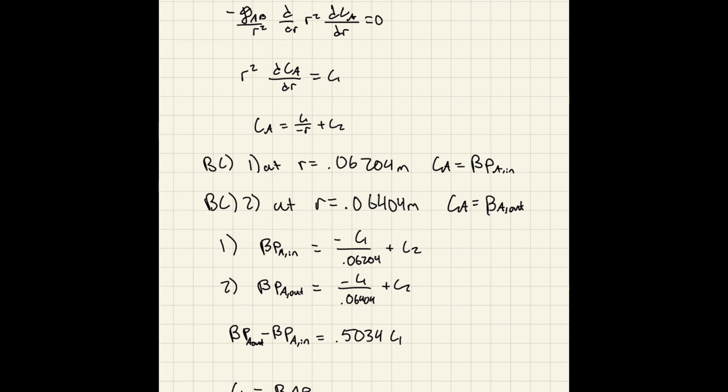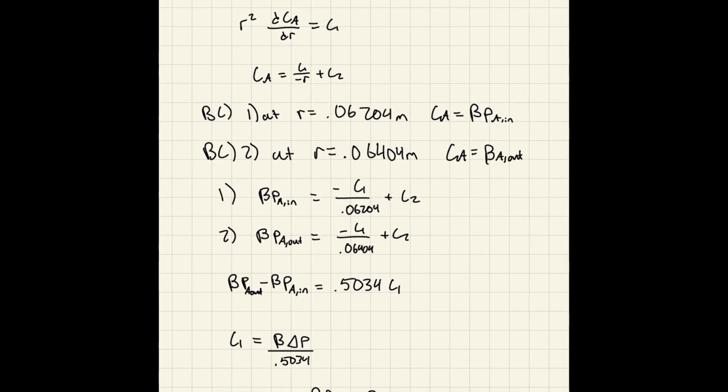Now we're going to apply our boundary conditions. Our first one here is that R equals 0.06204 inside of the plastic, that the concentration Ca is equal to beta times the partial pressure of oxygen inside the sphere. Next, our second boundary condition is that R equals 0.0644 millimeters. Our concentration is equal to beta times the partial pressure of A outside.